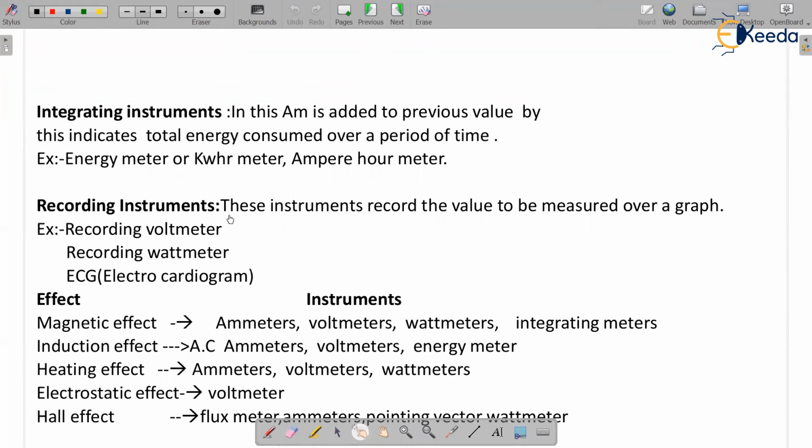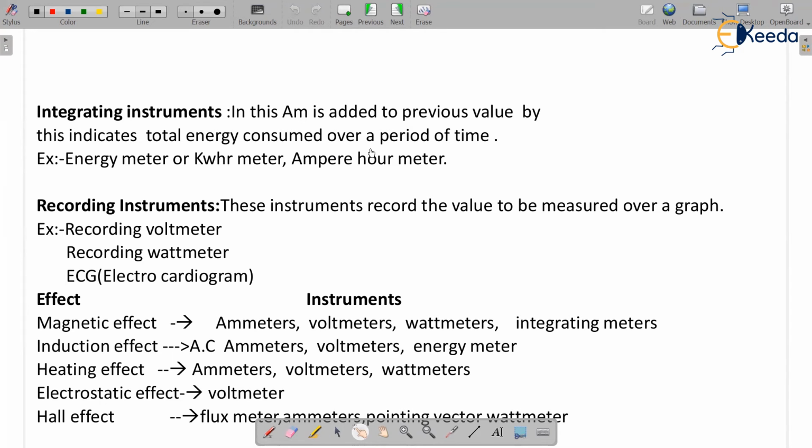So now let's come to integrating instruments. In integrating instruments, the measured value is added to the previous value. By this, it indicates the total energy consumed over a period of time. Examples: energy meter or kilowatt hour meter, ampere hour meter.